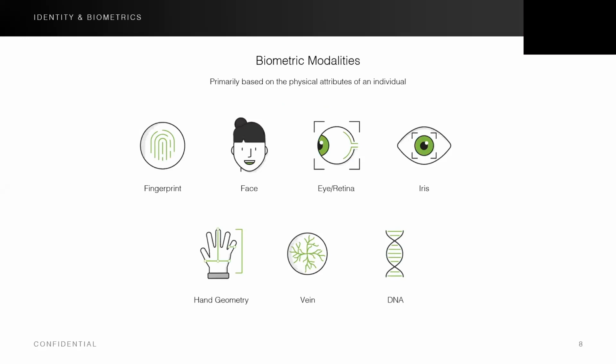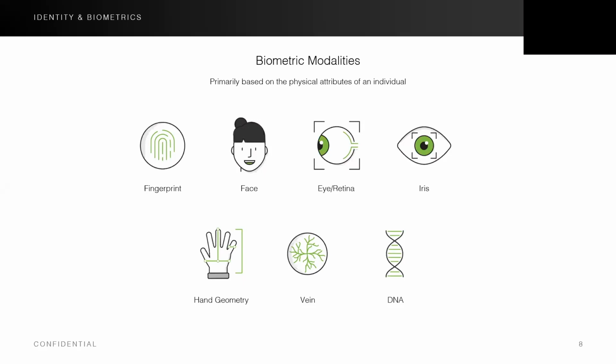And of course, we classify again based on the physiological and behavioral attributes. So primarily based on the physical attributes of an individual, some of the biometric modalities that are presently in vogue are, of course, the fingerprint, face, eye or retina, iris, hand geometry, vein patterns on your hand, and even DNA.